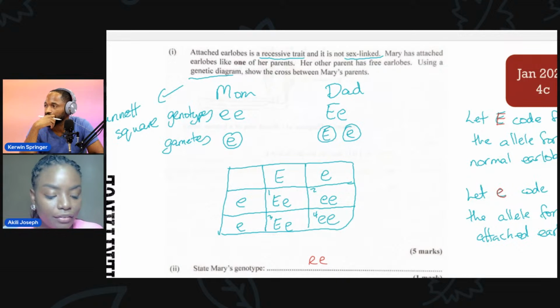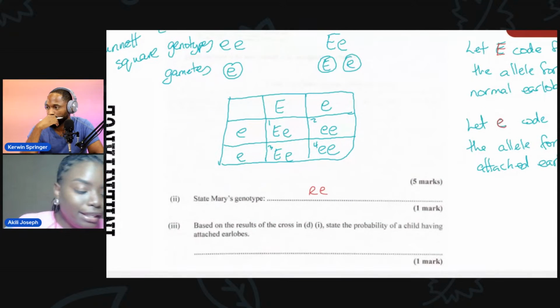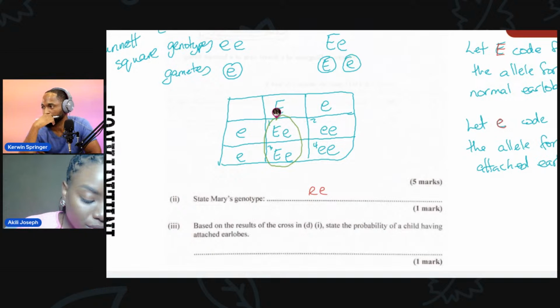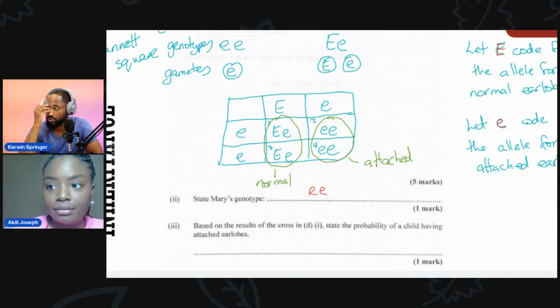Then they said, based on the results of the cross in D part 1, state the probability of a child having attached earlobes, right? So these 2 possibilities here lead to normal lobes, and these 2 lead to attached. So 50%.